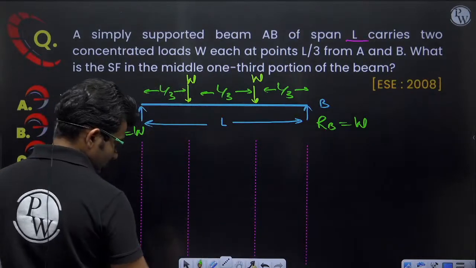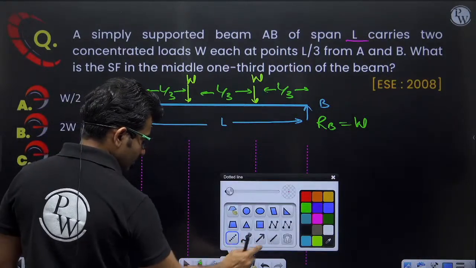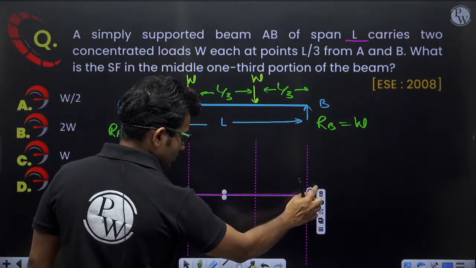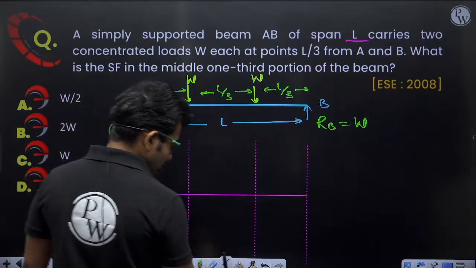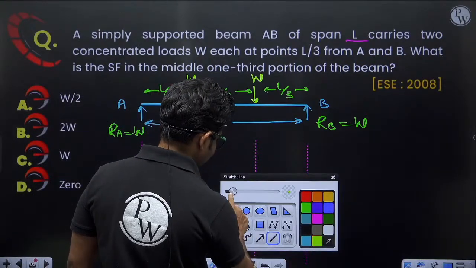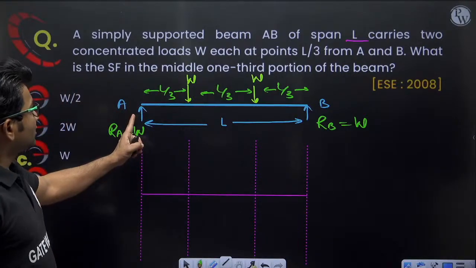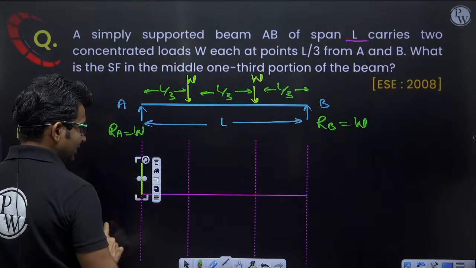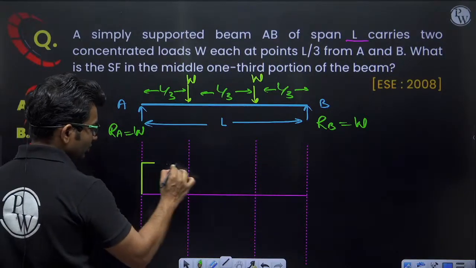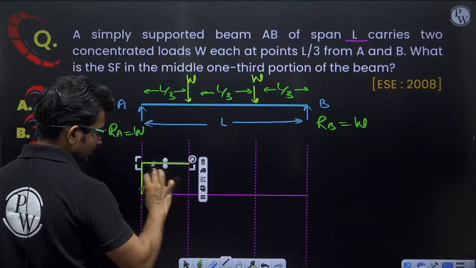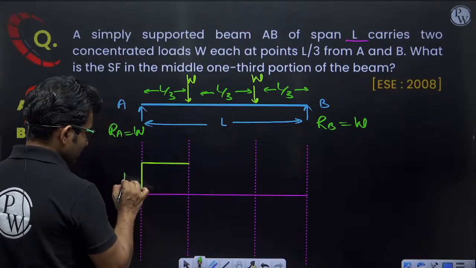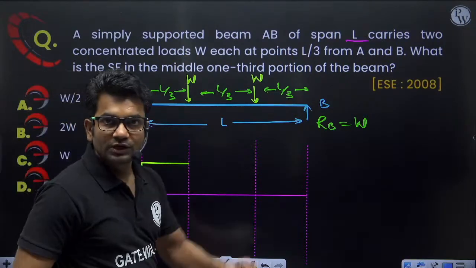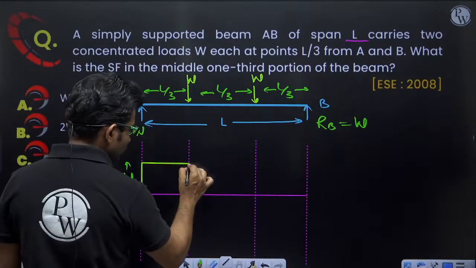Okay. Now, if I draw the shear force diagram, because of this RA, I will be getting a jump in the shear force diagram here, and that jump will be equal to W. So this value will be constant from here to here, it will be W, the W value of shear force here, and then because of this W, shear force will drop by W.